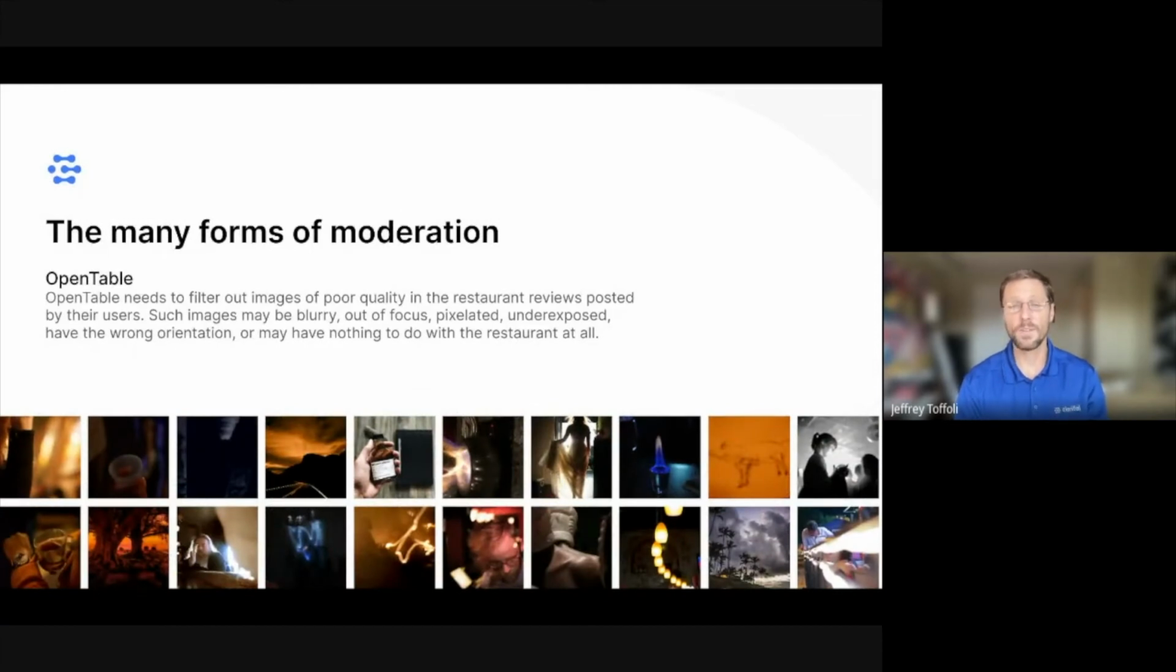OpenTable is another example of a moderation solution that had to do with a need for a certain level of image quality. We see this having to do with images that are blurry and out of focus and pixelated and underexposed. This is what OpenTable was working on, but this also has to do with all kinds of brand management objectives. Sometimes brands will be trying to moderate old versions of logos, or recalled versions of products, which is a very common one, etc. So this is another form of moderation, and this would extend past the usual categories of offensive material, violent material, and this kind of thing.